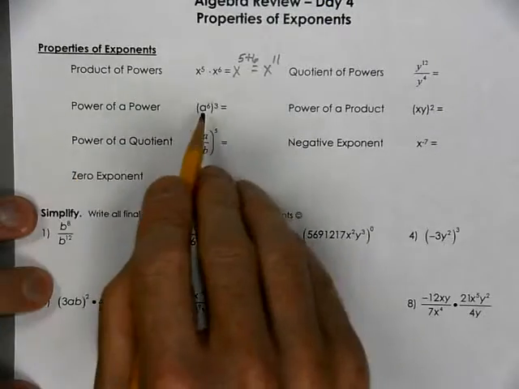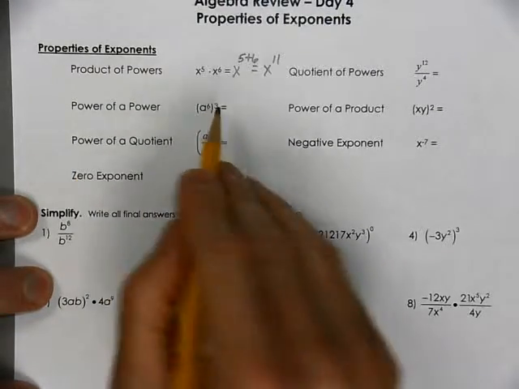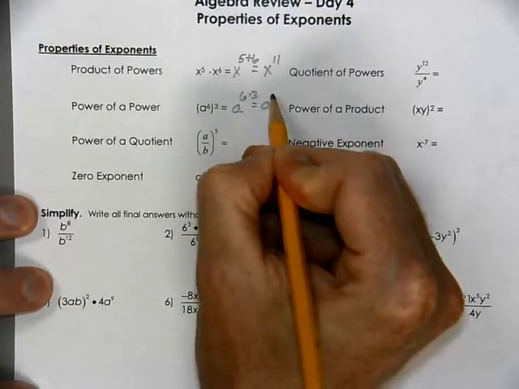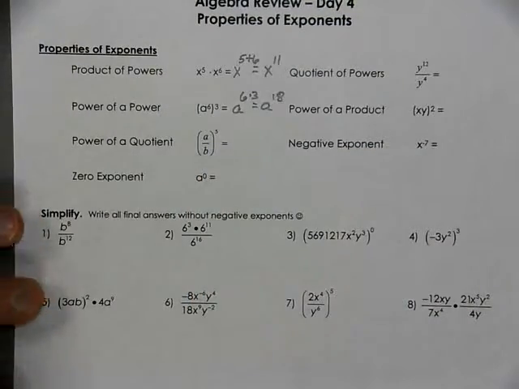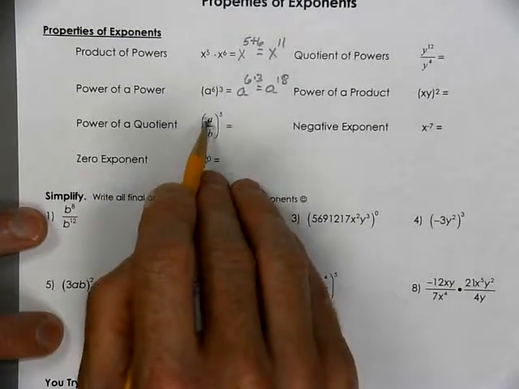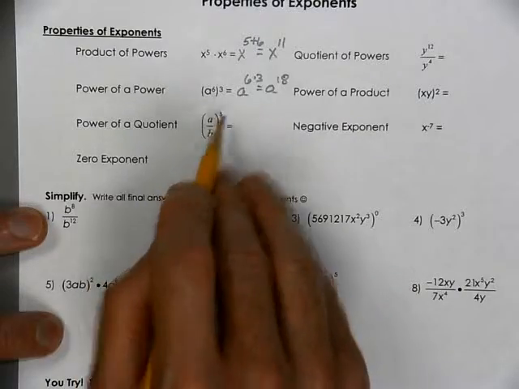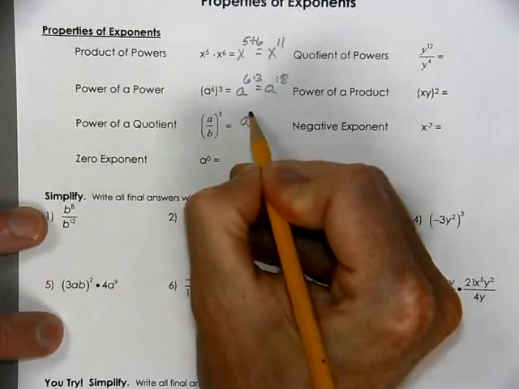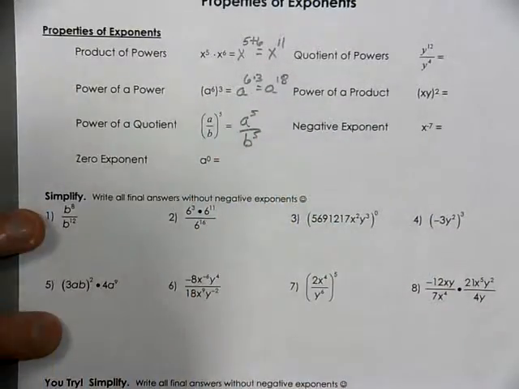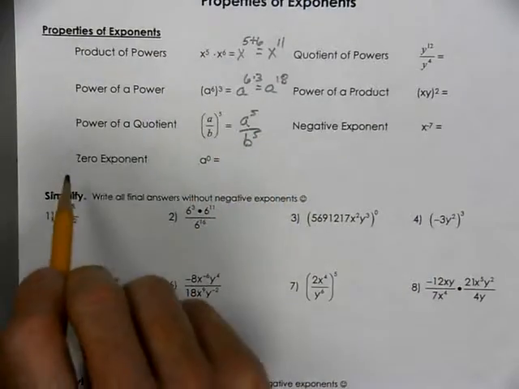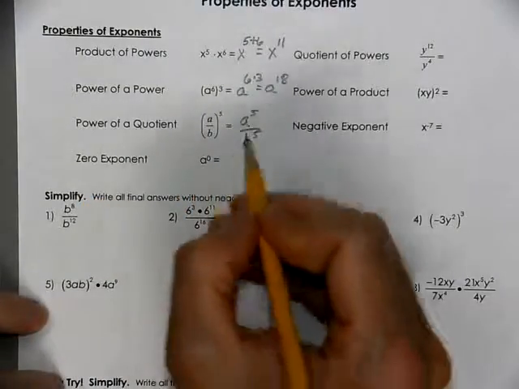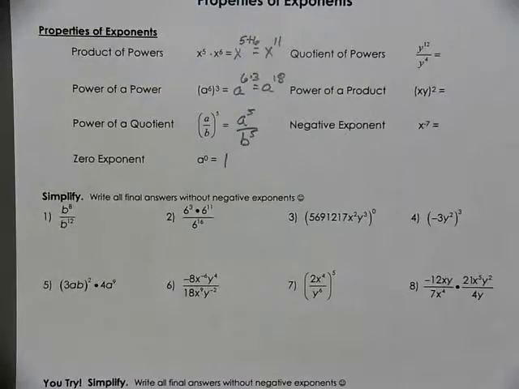The power property is when you're raising a power to a power, you multiply the exponents. You're working with a quotient, which is a fraction, and the whole fraction is raised to a power. You can distribute that into both the numerator and denominator. The zero exponent is always going to be a value of 1.